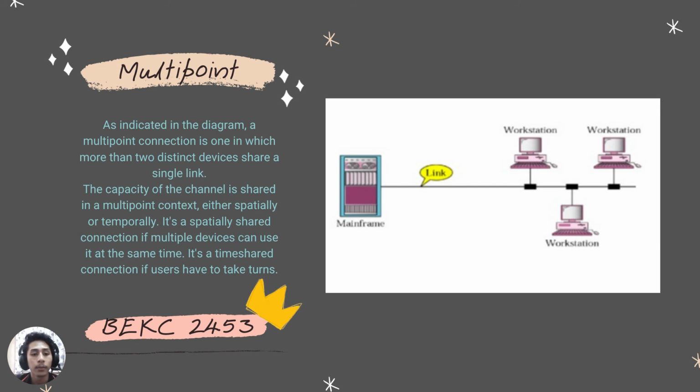So next we will see the multi-point. Multi-point is where more than two distinct devices share a single link. The capacity of the channel is shared in a multi-point context, either spatially or temporally. It is a spatially shared connection if multiple devices can use it at the same time. It's a time-shared connection if users have to take turns.